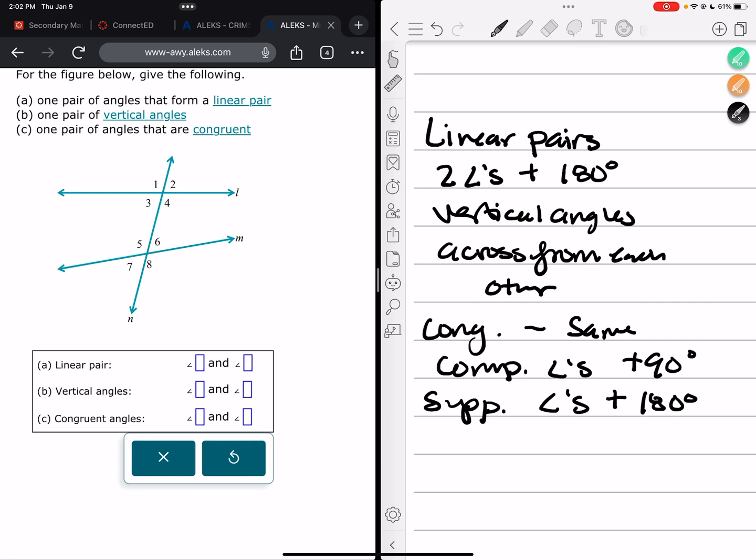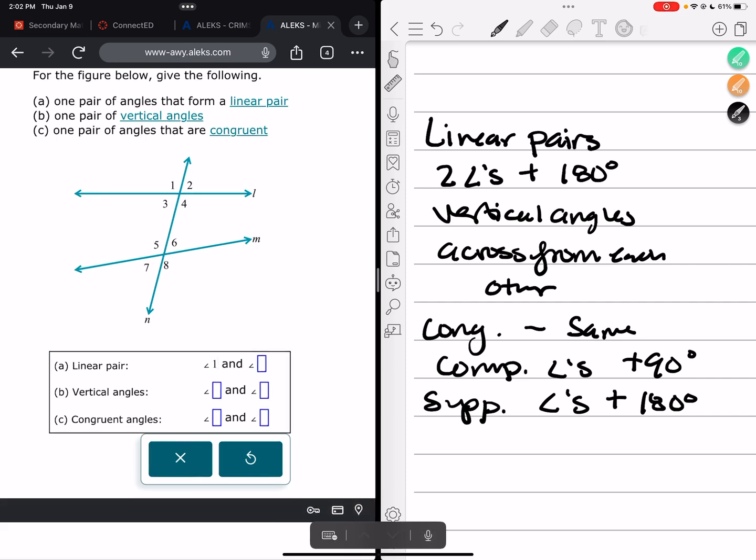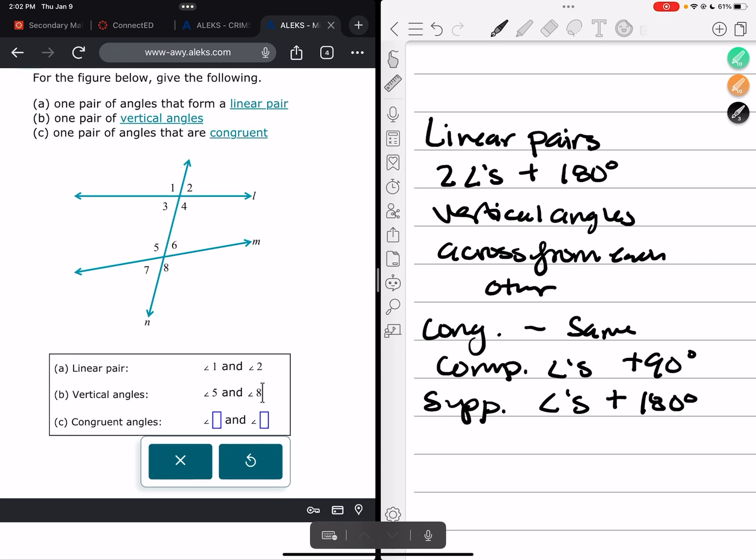So for this first one, it wants a linear pair, meaning it wants two angles that form a straight line. You could pick any two that you want on here. I'm going to pick 1 and 2. Vertical angles means it wants two angles that are across from each other. Again, you have multiple options to pick from. I'm going to pick 5 and 8. Those are two angles that are directly across from each other when the two lines are formed.